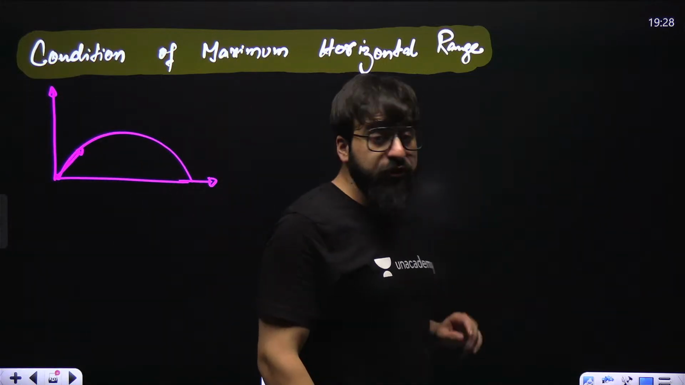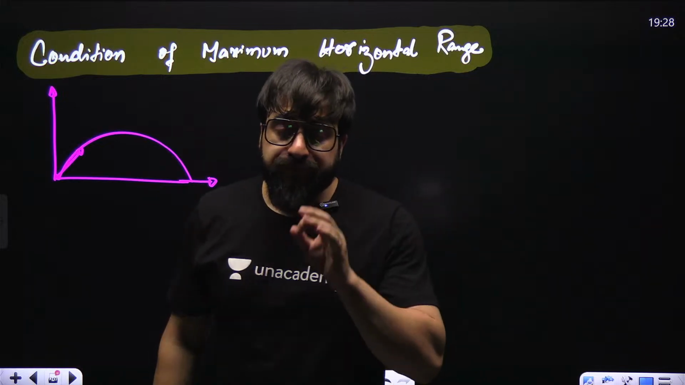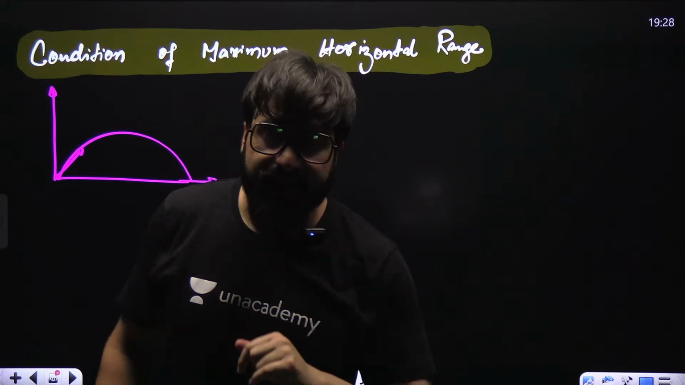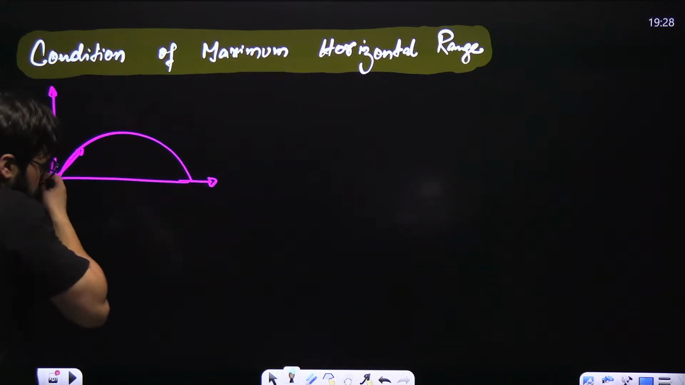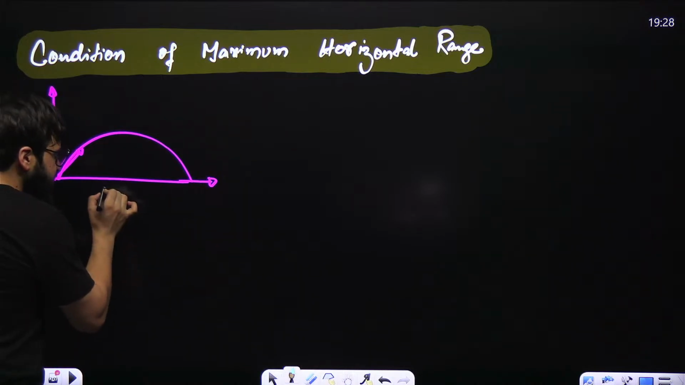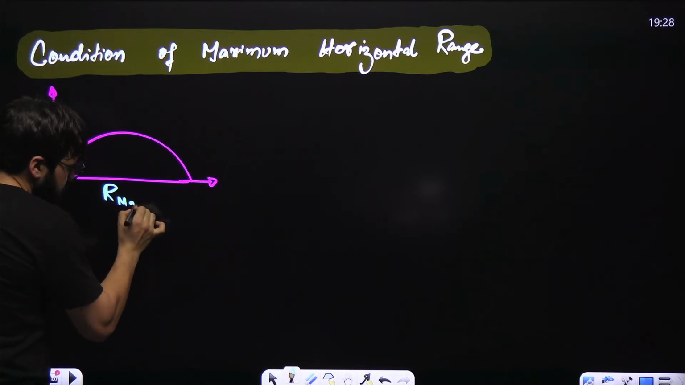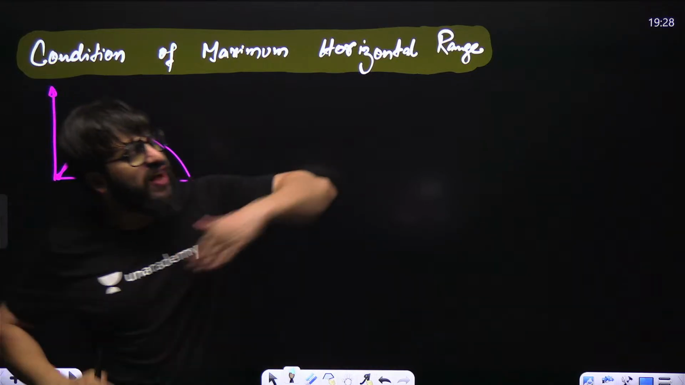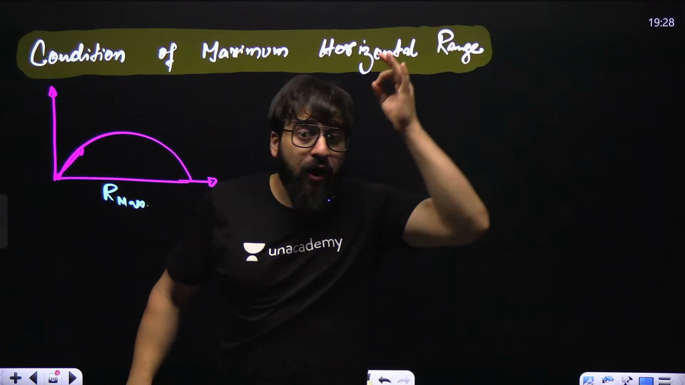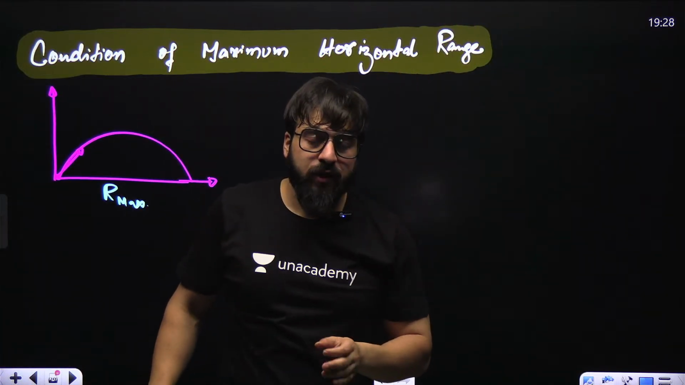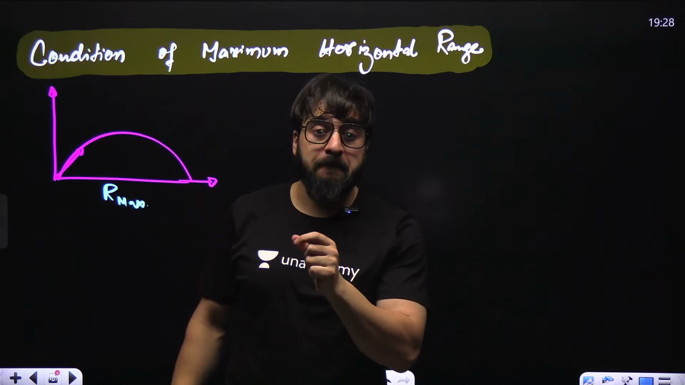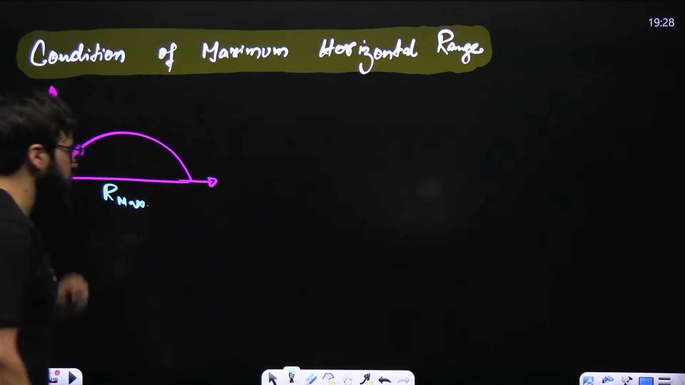Sir, if you are launching a projectile, if you are throwing a projectile, how can I get the maximum range? This range should be maximum. It should go very far. What is the condition for getting the maximum horizontal range over here?